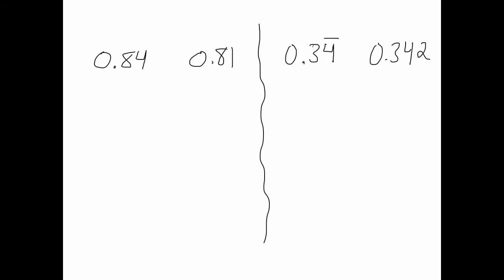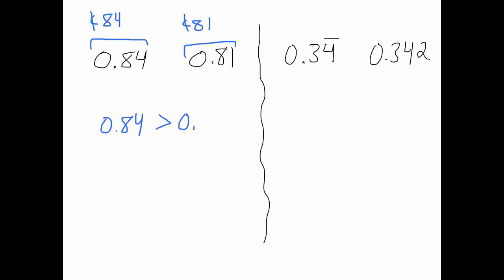If I'm looking at 0.84 and 0.81, if I think about money, how much money is 0.84? It's 84 cents, or 84 hundredths of a dollar, and 81 cents on the other side. It's easy to compare these two numbers if I think about money, because 0.84 is greater than 0.81.